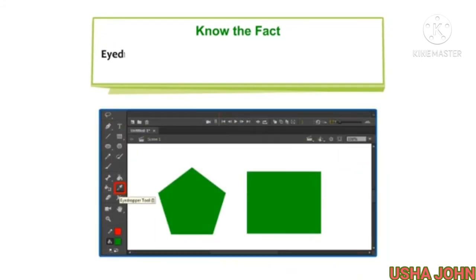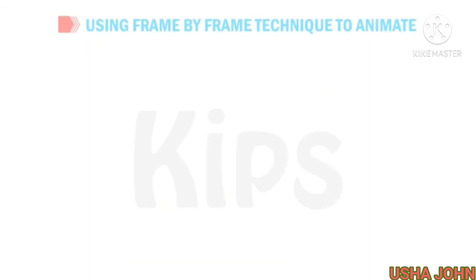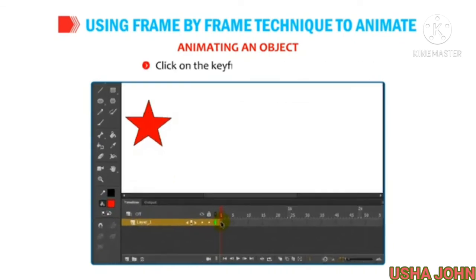Know the fact. Eyedropper tool is used to copy fill and stroke attributes from an object and use them on another object. Animating an object. Let us animate the star that you have drawn across the stage.